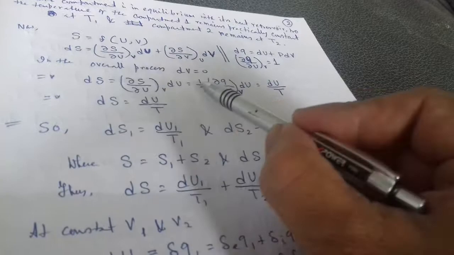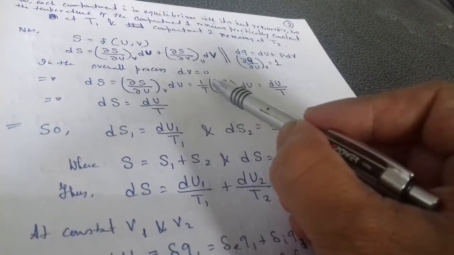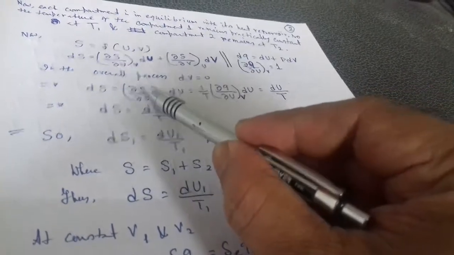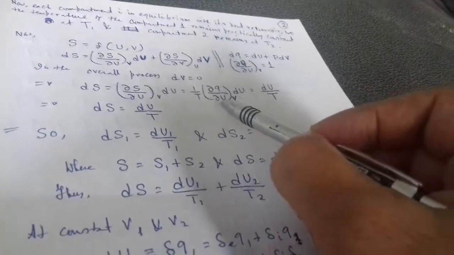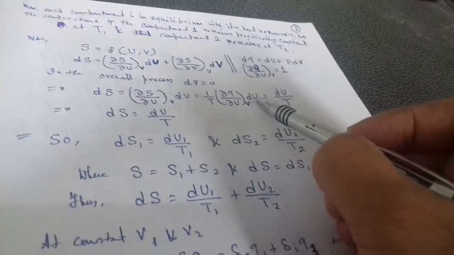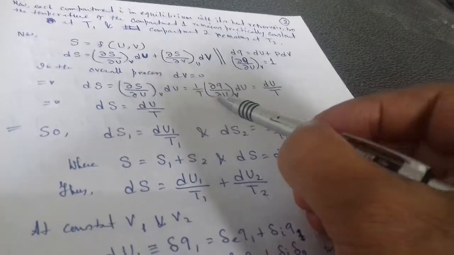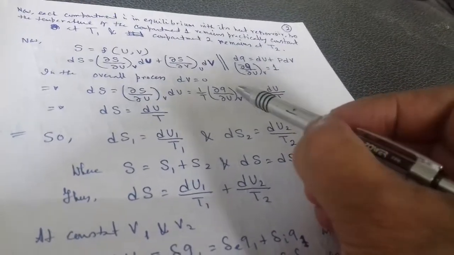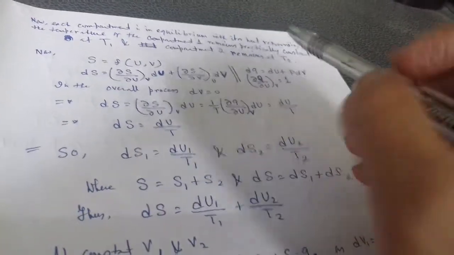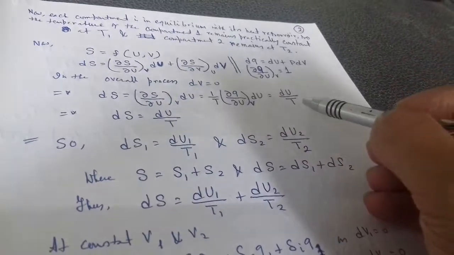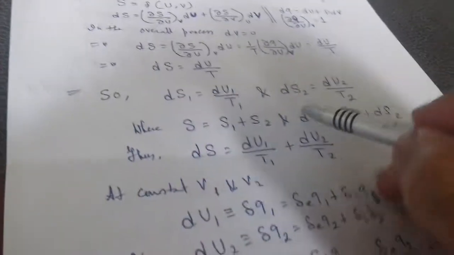ds equal to 1 can be written as dq by T. So ds is replaced by dq by T, so it becomes 1 by T into (∂Q/∂U) at constant V into dU. This ∂Q/∂U at constant V you have already found to be 1. So ds becomes dU by T. For compartment 1, ds1 equals dU1 by T1, and for compartment 2, ds2 equals dU2 by T2.